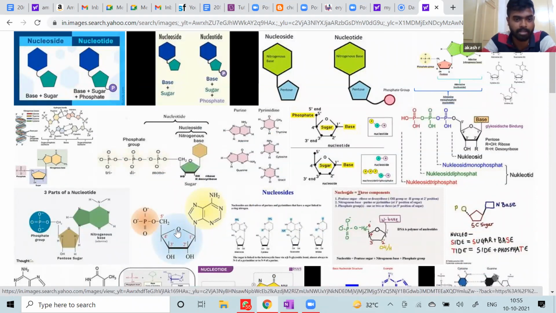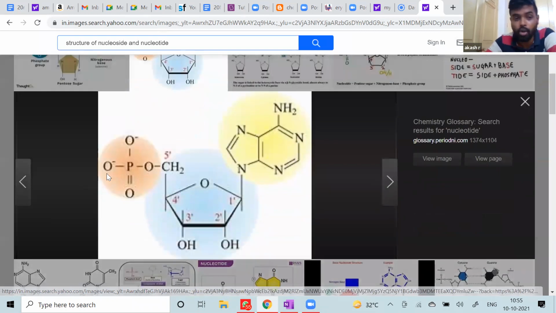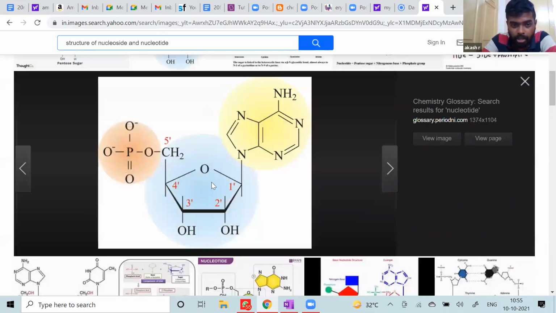I need to show, yeah, this is a better structure. Now you see, this is a nucleotide, right? Looking at this structure, is it a ribose or a deoxyribose, guys? This particular 5-membered ring, the sugar I have, is it a ribose or a deoxyribose? Are you guys there? Yes, sir. So what is this? Is this a ribose or a deoxyribose?